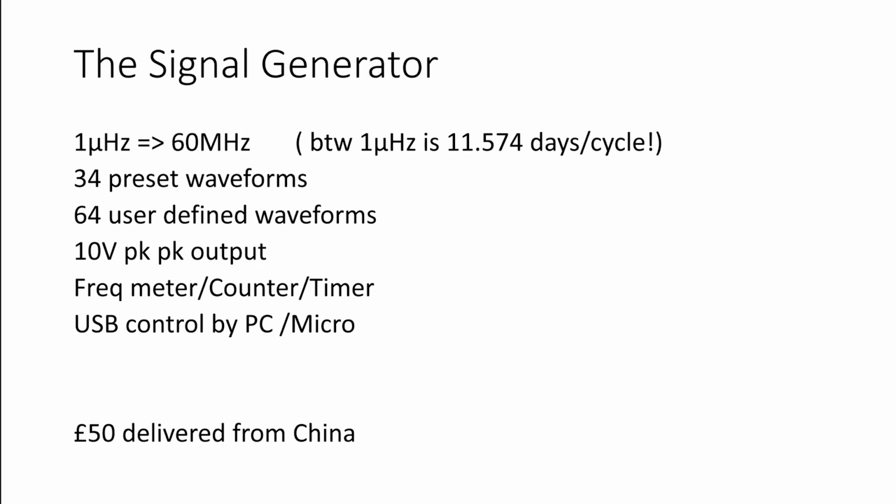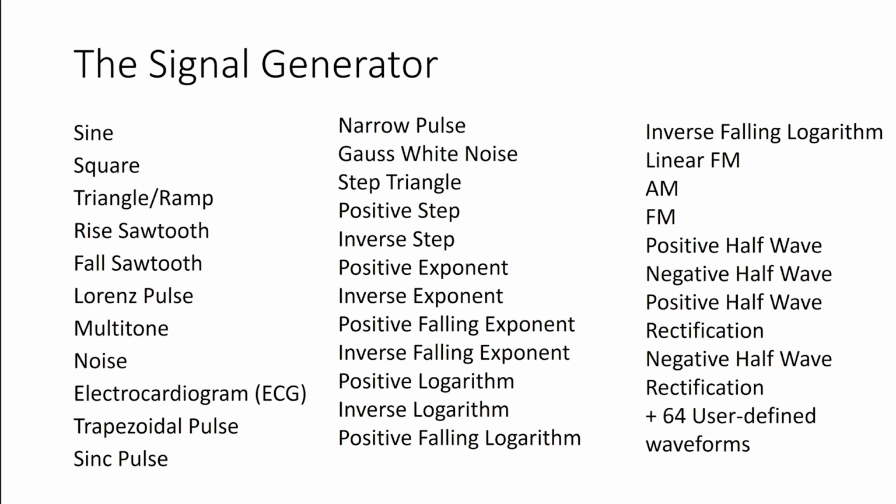Now, those preset waveforms are these: sines, squares, ramps, sawtooths, the Lorentz pulse. ECG is a basic model of a standard sinus pulse for an ECG if you're modelling that sort of equipment. Exponents and logarithms and white noise and modulation, and half wave and full wave rectified signals if you're doing power supplies. Plus, you can define 64 of your own waveforms, which is when this fella really comes into his own.